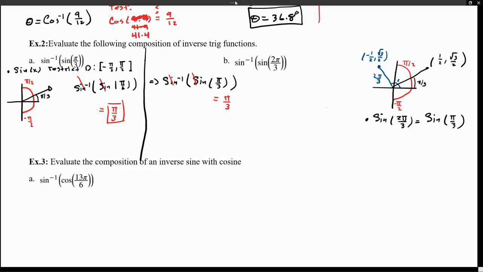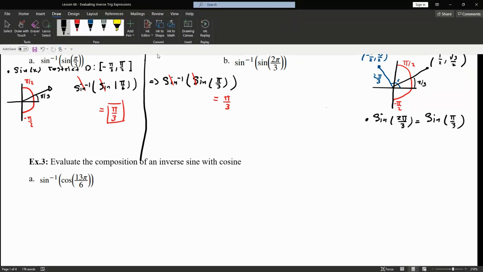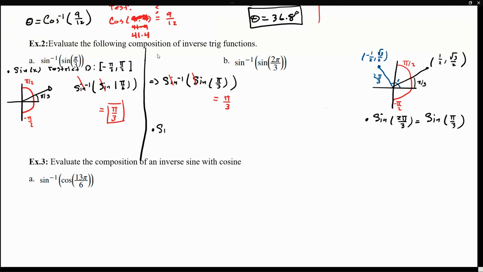So in conclusion, the inverse sine of 2 pi over 3 is not equivalent to 2 pi over 3, but is just equivalent to pi over 3. And the reason why this is different is because you just got to be careful with this restriction. The restriction has to be true if we want to apply the cancellation law.